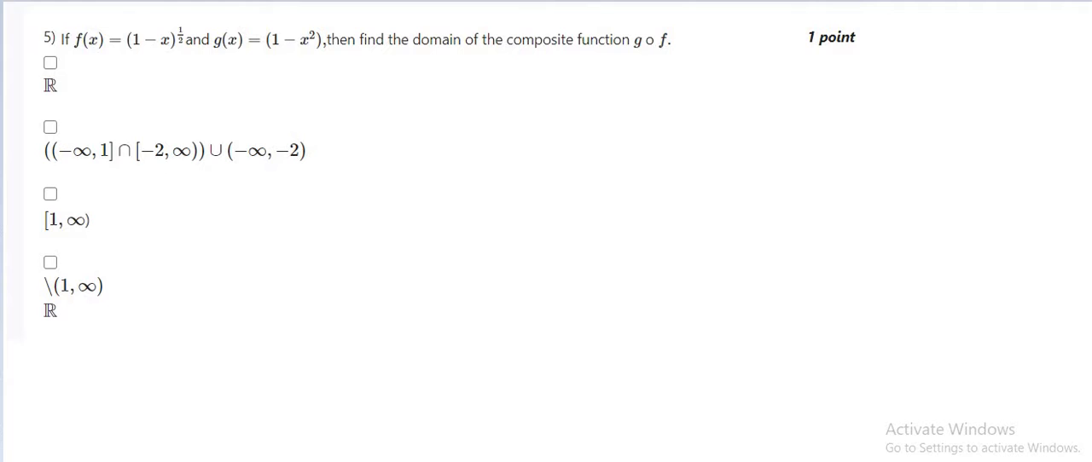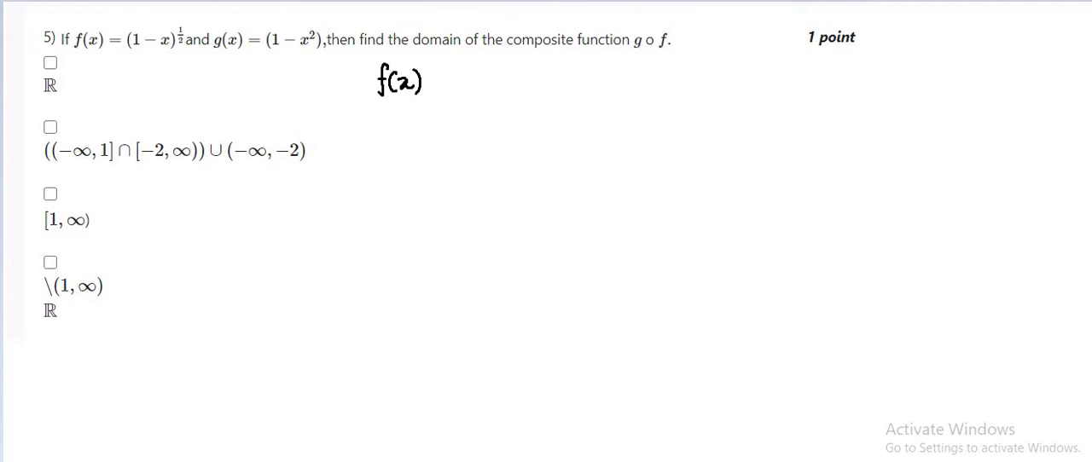So question number 5 says that if f of x is equal to (1 minus x) to the power 1 by 2 and g of x is equal to 1 minus x square, find the domain of the composite function g of f. Now let us first of all find the domain of f of x.